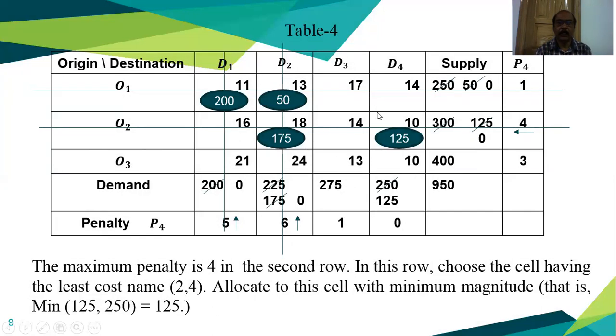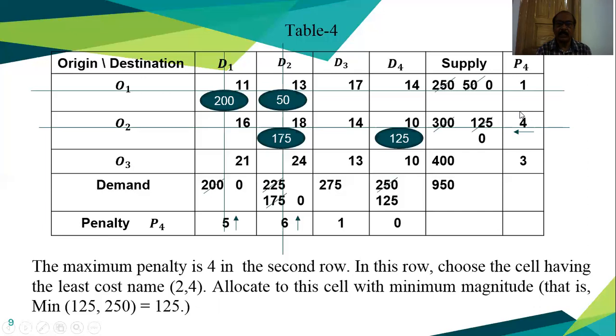This much is left only. So 14 minus 10 is 4. 13 minus 10 is 3. Here there is no option, 10 minus 10 is 0. Here 14 minus 13 is 1. 14 minus 13 is 1. So in this case, out of 4, 1, 0, 3, 4 is the maximum penalty.